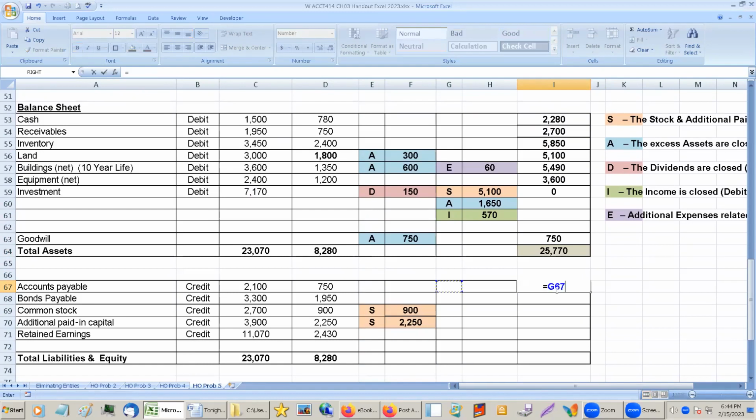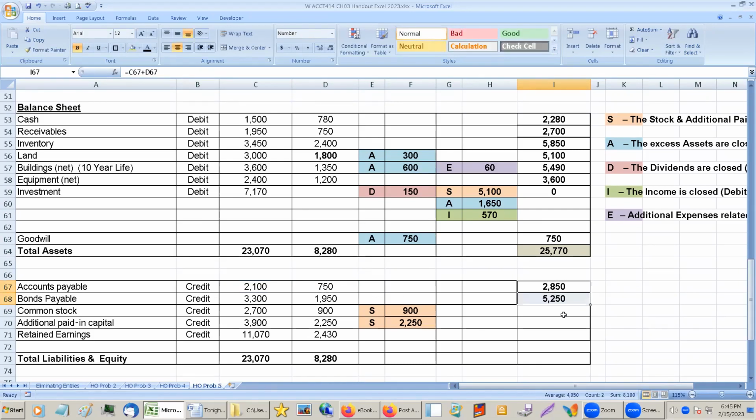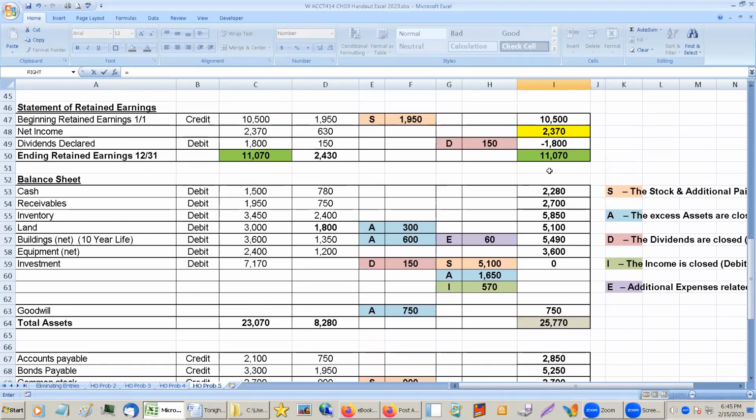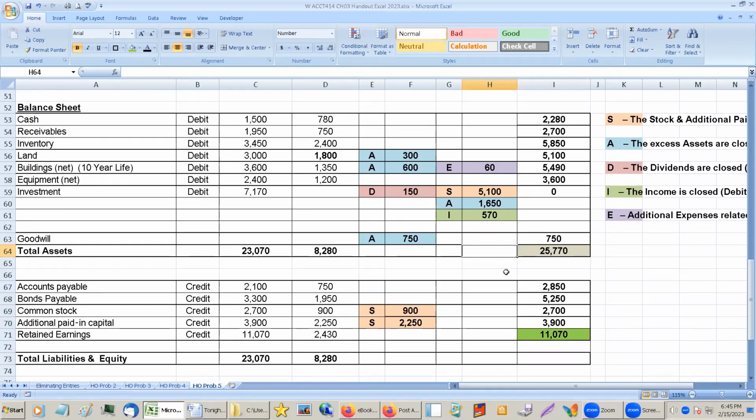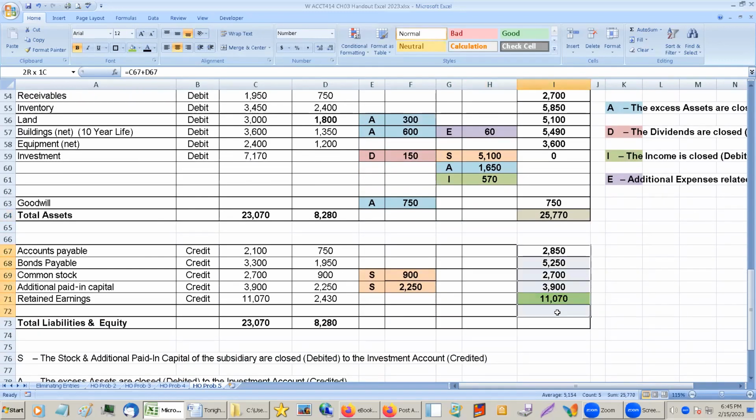Okay, and we have our liabilities. Ooh, hold on. I'm showing you how to do it incorrectly. Plus their liabilities, so the total liabilities here. Only the parent company's common stock is still there. And the retained earnings. Same as up there, and hopefully. Yep.